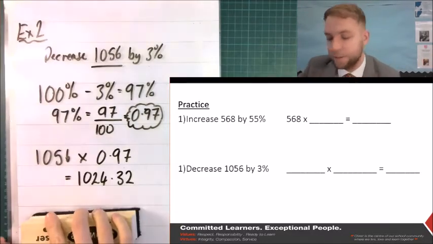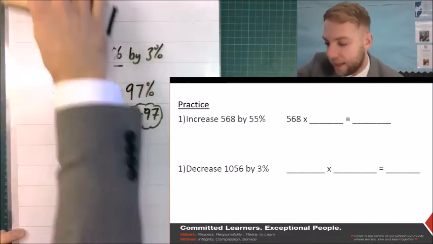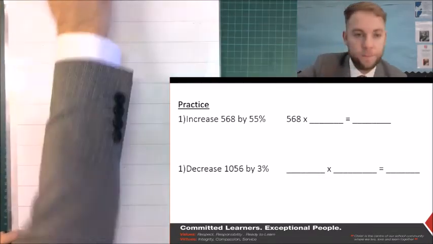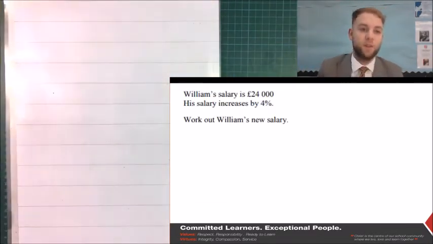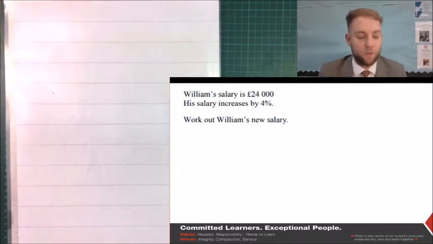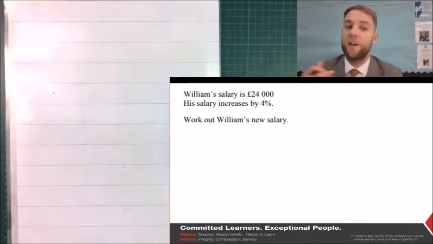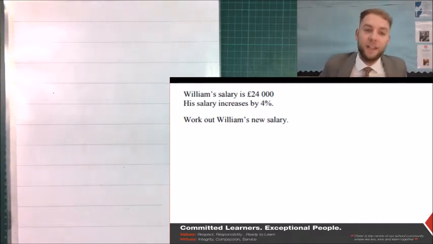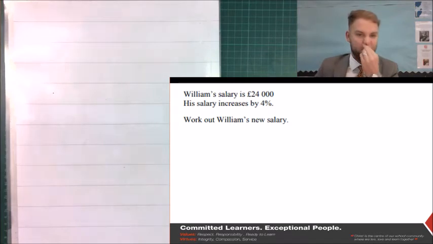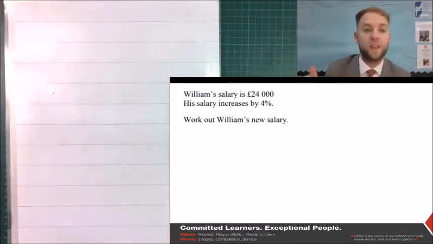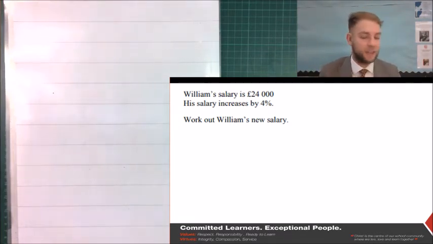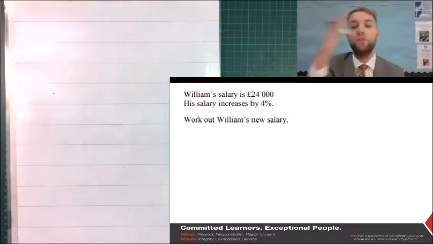So those two are quite simple. That's just the basics of a multiplier, increase and decrease. Okay, so look at this one then. Again, I think this is quite straightforward. I think you should be able to fly through this, but I'm going to do it anyway. So William's salary is £24,000. His salary is increased by 4%. Work out William's new salary. Now, I'm just going to pause there for a second because I know what the next question is going to be. Now here, we're trying to work out William's new salary.